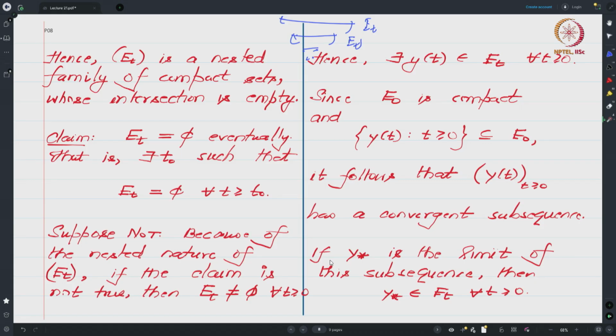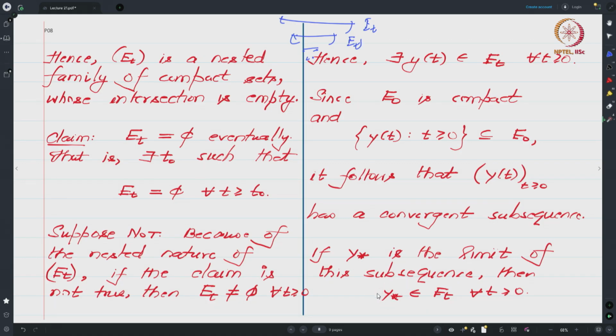So, one can conclude by all these facts that this limit must actually belong to ET for all t bigger than or equal to 0. The reason being y star is the limit of a subsequence, and the tail of this subsequence will lie in ET for all t greater than 0. I mean different parts of the tail, that is the tail starting at different points in time, will lie in ET for different t's. So, since the tail lies in ET fully, and ET itself is compact, right, your y star will lie in ET for all t bigger than or equal to 0.